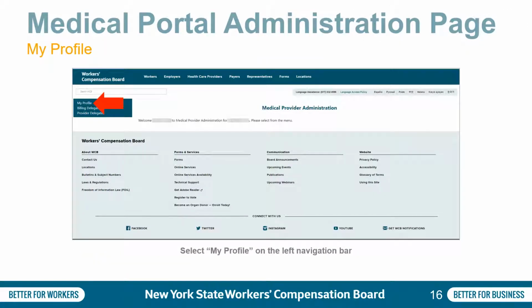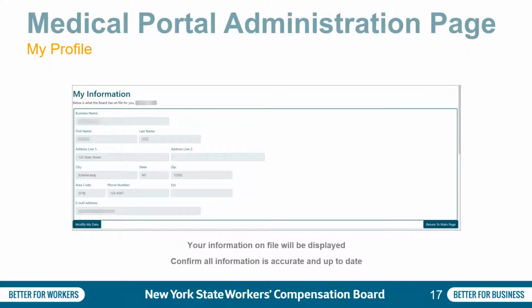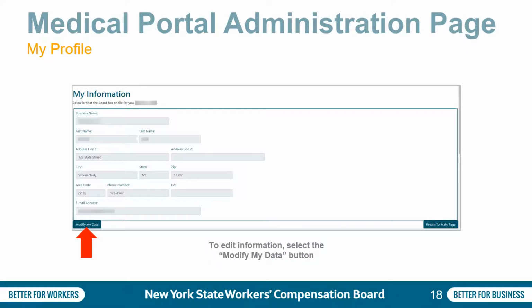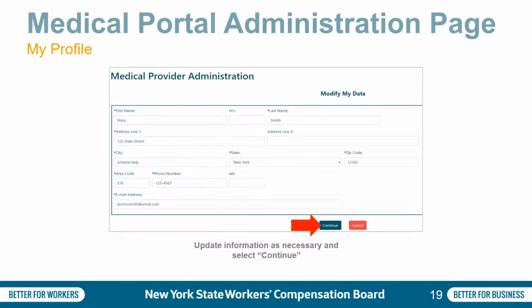You will start on the medical provider administration page. On the left side, there is a column which shows each option for administration. Let's start by selecting My Profile. Within the My Profile page, ensure that all information is current and up to date. If any information needs to be updated, select the Modify My Data button at the bottom. Update information as needed, and then select Continue to finish.